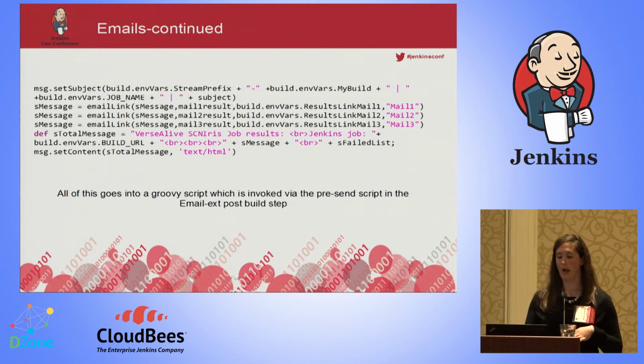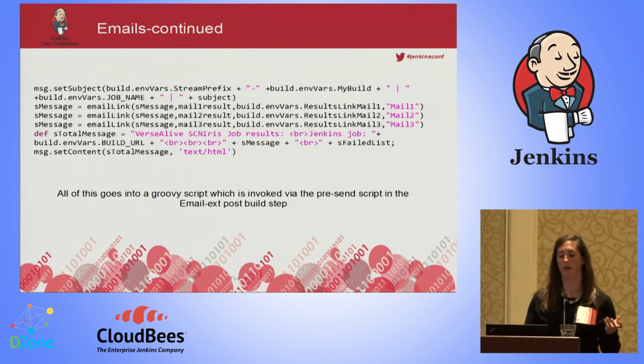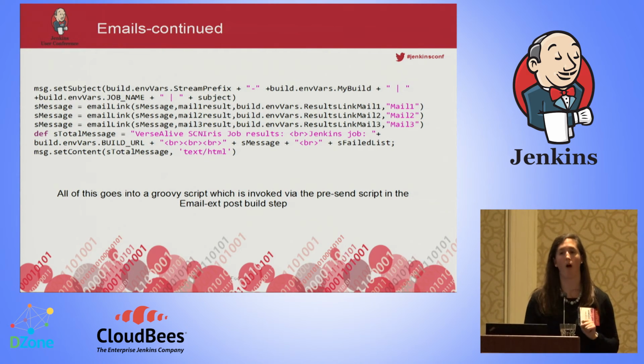So this is the end part of the email ext, if you're writing directly, if you have a script executing in that section, where this is essentially setting the subject, adding those links for each one of those sub-jobs, and then essentially you set the contents to the body of the email with all that data. And all of this would go into a Groovy script, which you'd hopefully put in source and then reference in that pre-send script of the email ext plugin in your post-build.